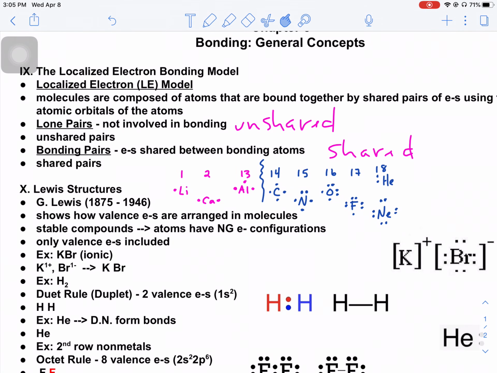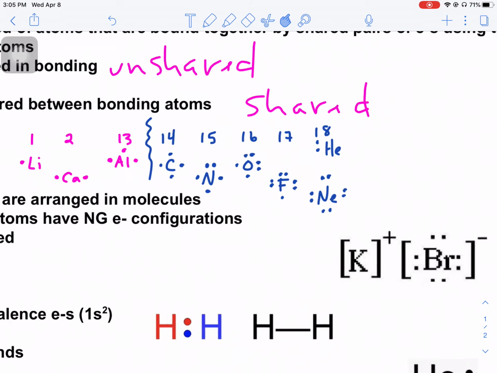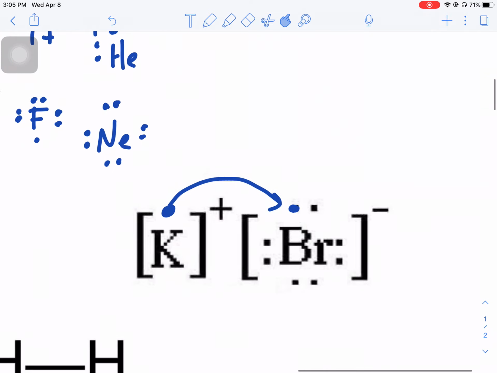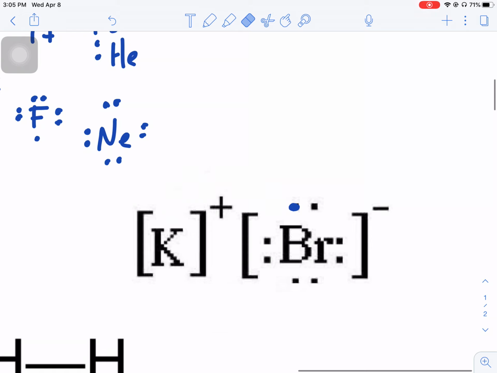So a couple of examples for you guys. We can use dot structures to represent ionic bonds. This is kind of weird because typically we show potassium as having 1 valence electron, and that 1 valence electron gets transferred over to bromine. And even though potassium does have its octet, for some reason we don't actually show it as having an octet, but what we do show is pluses and minuses, and we know that opposites attract.